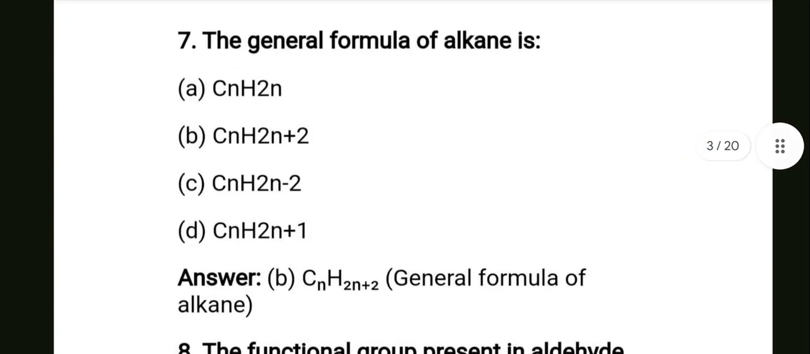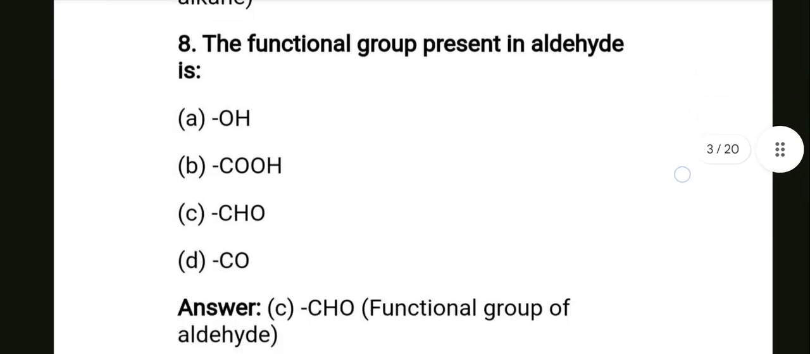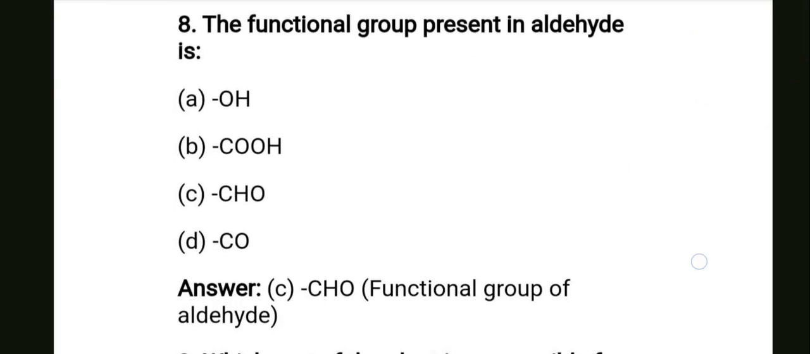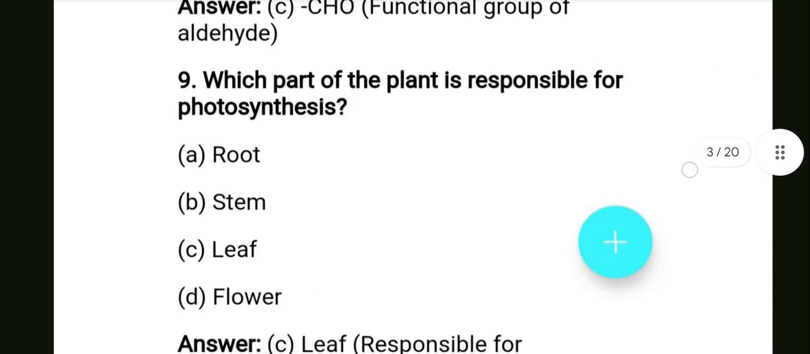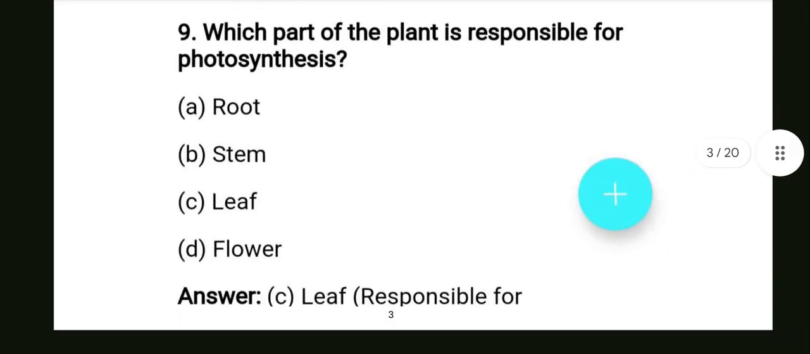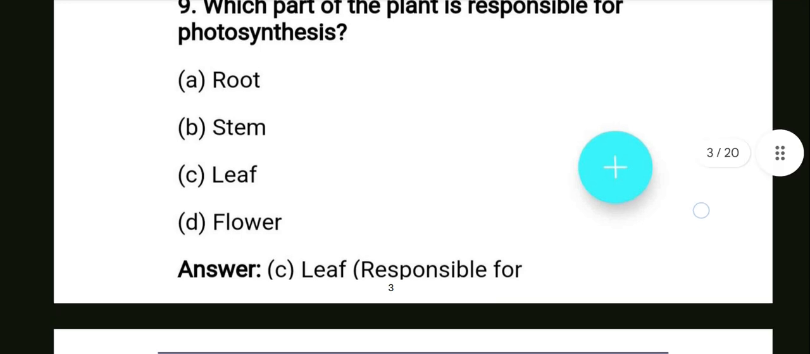General formula of alkane: CnH2n+2. You should also remember the general formula of alkene, which is CnH2n, and alkyne is CnH2n-2. Functional group present in aldehyde is CHO, option C. Which part of the plant is responsible for photosynthesis? Option C, leaf.